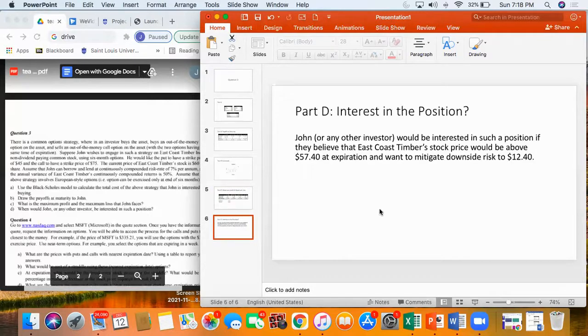For part D, interest in the position, John or any other investor would be interested in a position if they believe that the stock price would be above $57.40 at the expiration in order to mitigate the downside risk to $12.40.